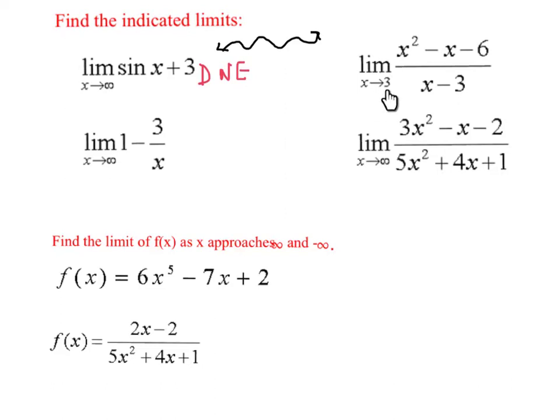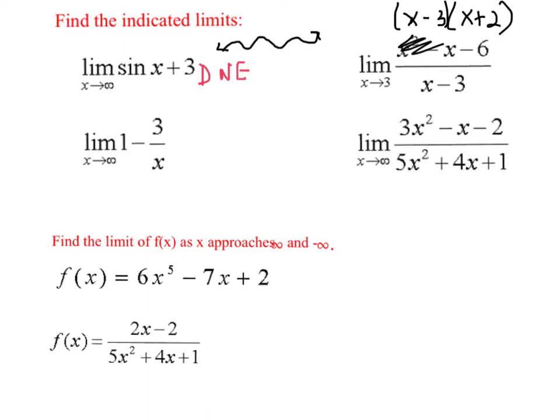The limit as x approaches 3. Well, 3 squared is 9, minus 3, minus 6, so 0, divided by 0. That means we need to do a little factoring on the top. So we're looking for two numbers that add up to -1, multiply to -6. How about x minus 3 and x plus 2?